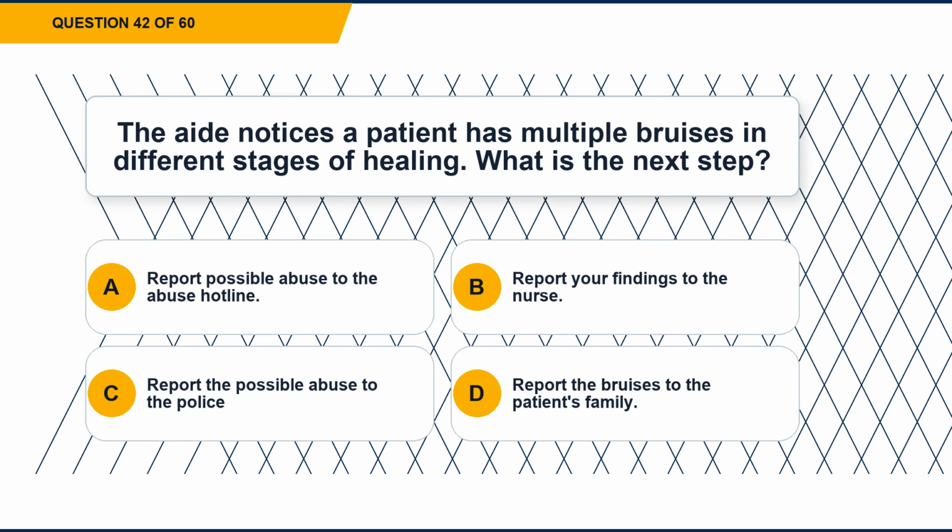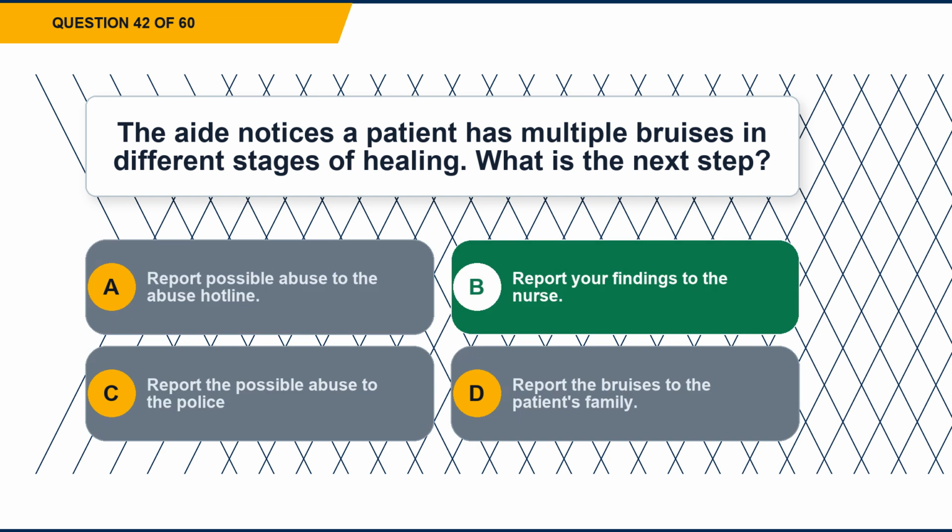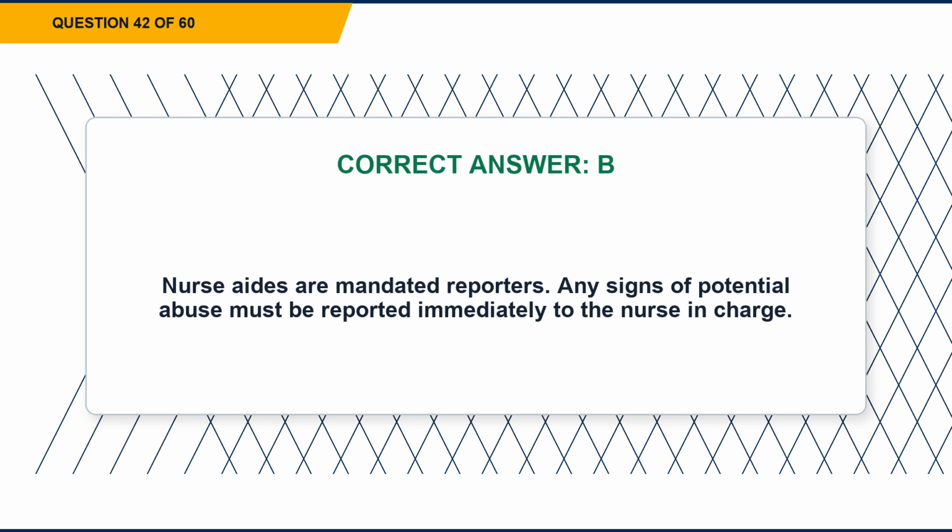Question 42. The aide notices a patient has multiple bruises in different stages of healing. What is the next step? Option A. Report possible abuse to the abuse hotline. Option B. Report your findings to the nurse. Option C. Report the possible abuse to the police. Option D. Report the bruises to the patient's family. The correct answer is option B. Report your findings to the nurse. Explanation. Nurse aides are mandated reporters. Any signs of potential abuse must be reported immediately to the nurse in charge.